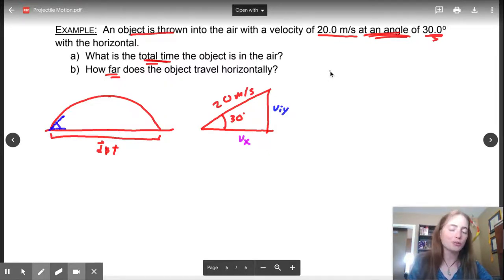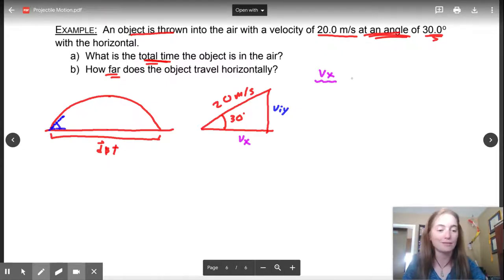So let's do our trig in order to solve for our VX and our VY. Let's start with VX for no other reason than it's the color I've got. And we are going to solve for this. Well, we need to use trig to do this. We have the hypotenuse, and we're trying to find this, and we've got the angle.